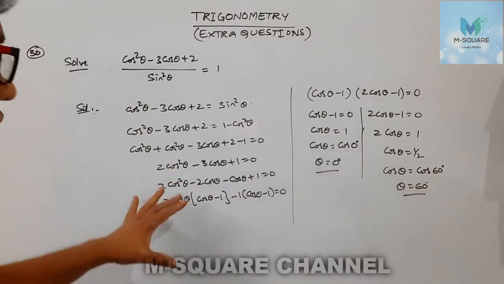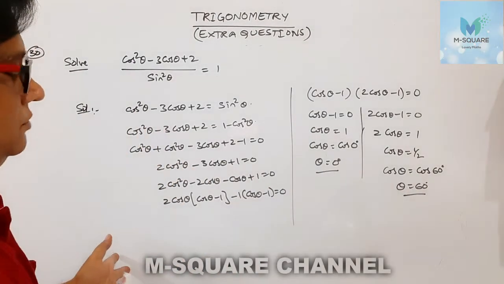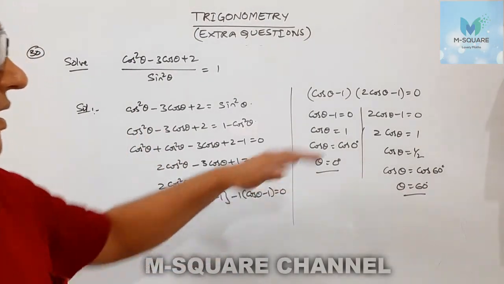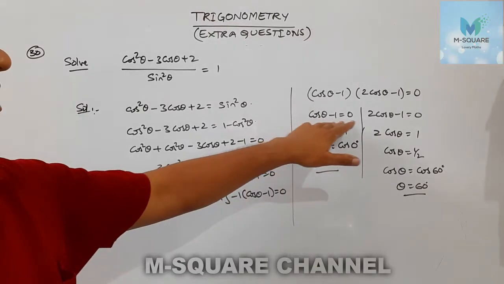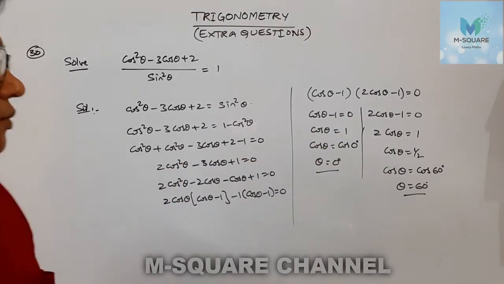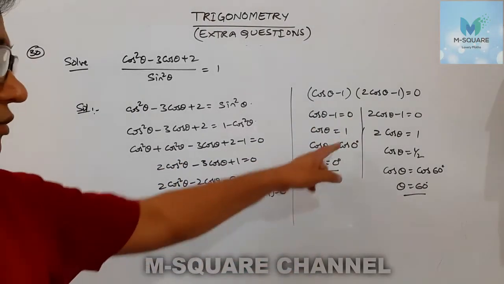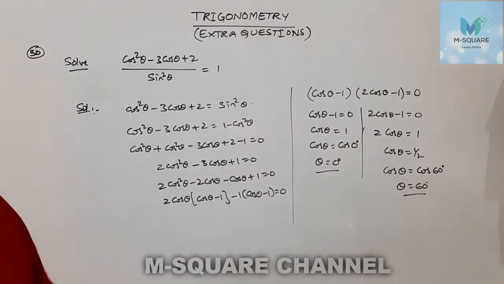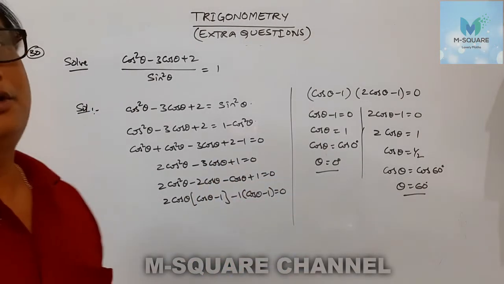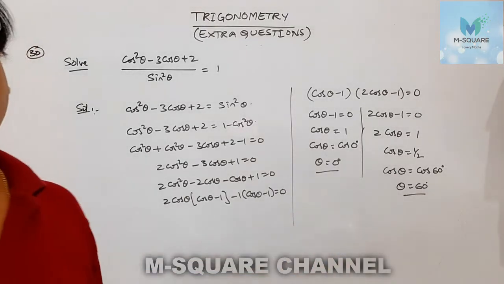Here we are going to create a quadratic form. After factorization, we are getting cos theta minus 1 equal to 0, cos theta equal to 1. So cos theta equal to cos 0, which is 1, so theta equal to 0 degrees. Then 2 cos theta minus 1 equal to 0, so 2 cos theta equal to 1, cos theta equal to half. So cos 60 is half, so theta equal to 60.